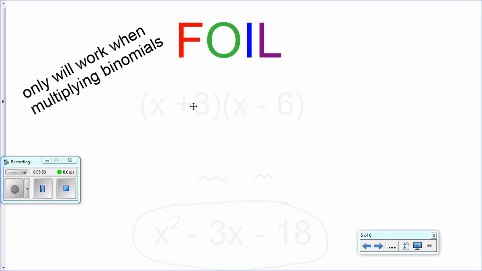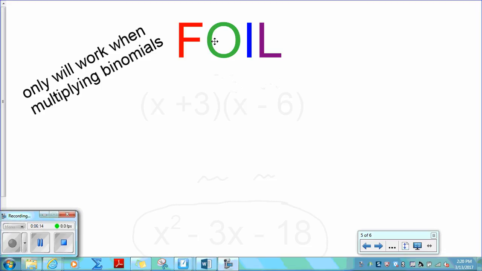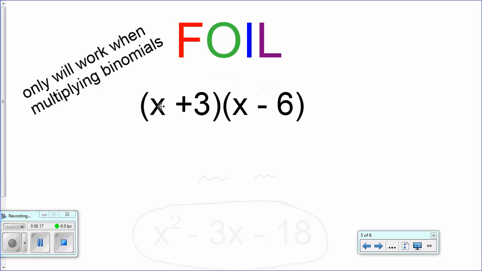Okay? So F stands for first, O stands for outer, I stands for inner, and L stands for last. So you can get the four terms that we've gotten so far just by multiplying that way. F stands for first. You multiply the first terms of each binomial together, in red. x times x. That's going to give you the x squared.